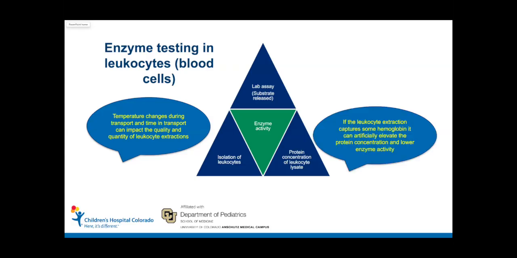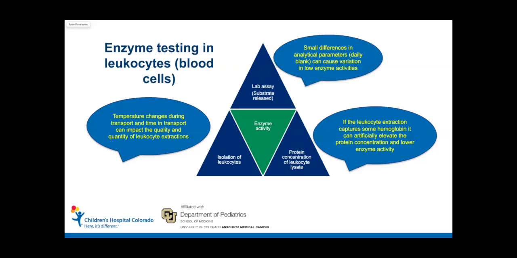If, when they do the leukocyte assay, some hemolysis occurs, you can get a little bit of redness or a little bit of hemoglobin that can artificially elevate the protein concentration. And because the denominator for leukocyte assays is the protein concentration, a little bit of artificial extra protein in there can lower your enzyme activity.